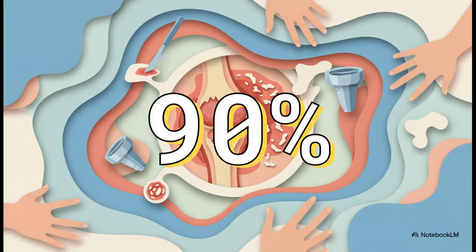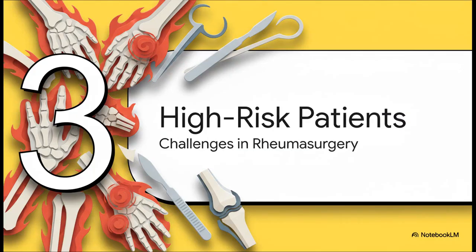And check this out. We talk a lot about the hands, and for good reason, but 90%, that's how many RA patients have foot involvement. It's a staggering number, and it's a huge reminder that you have to do a full body assessment. Don't forget the feet.